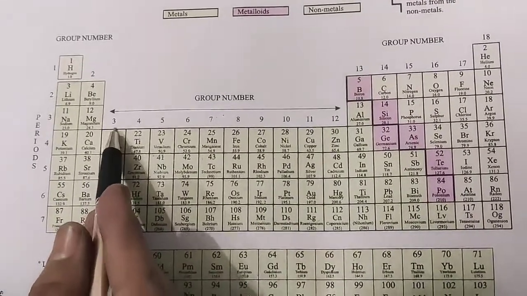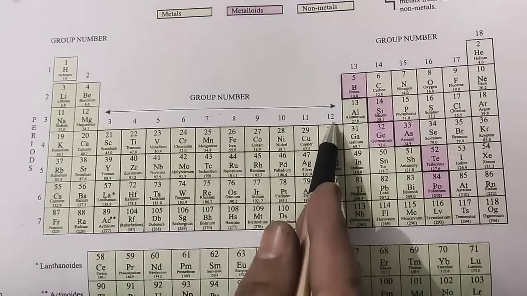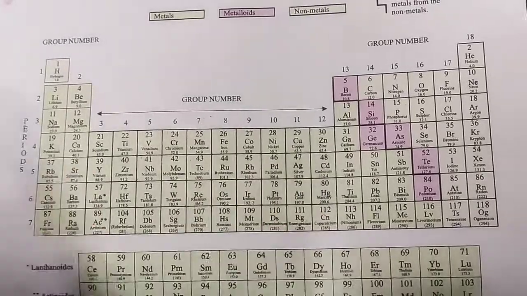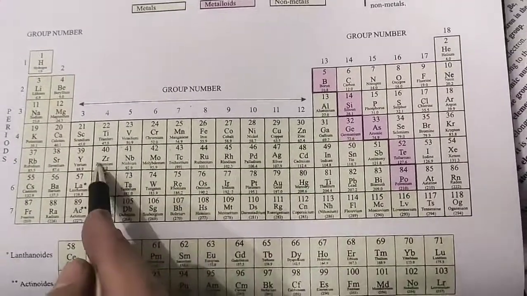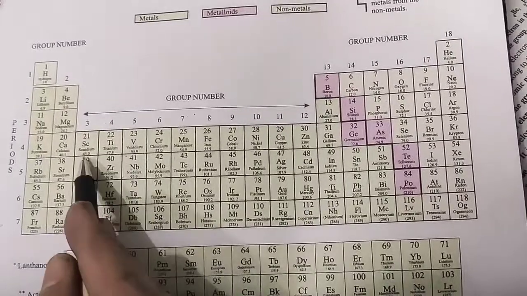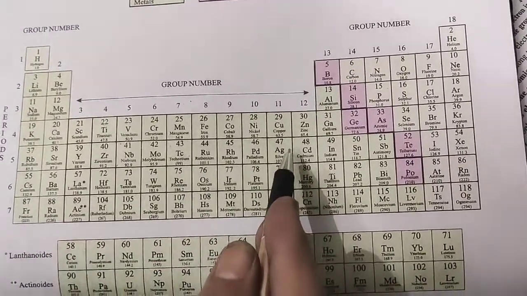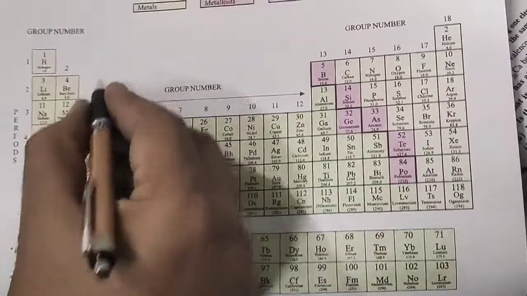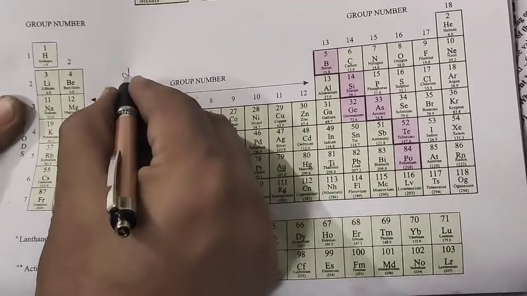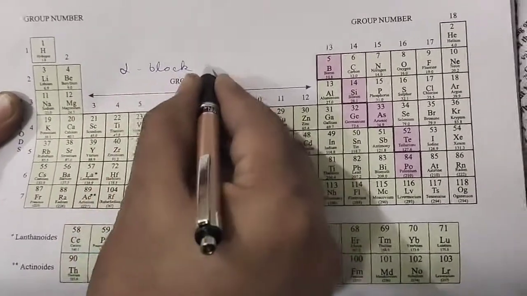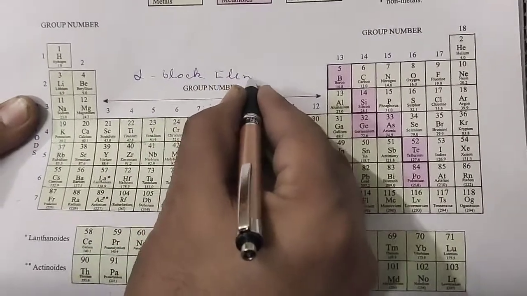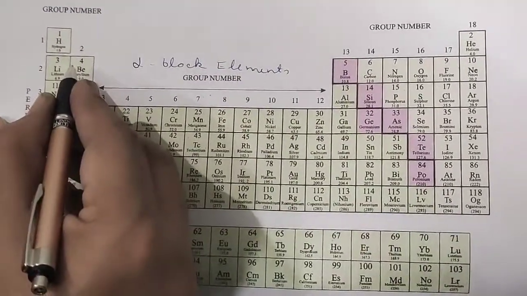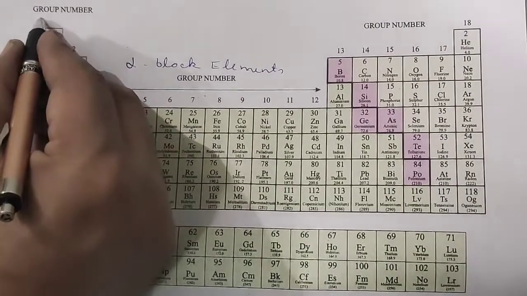Now from 3rd to 12th, what are they, student? The 3rd to 12th elements are known as transitional elements. Means they can gain or lose their electrons. That's why they are known as transitional elements, and these elements are known as d block elements. These first and second group elements are known as s block elements.